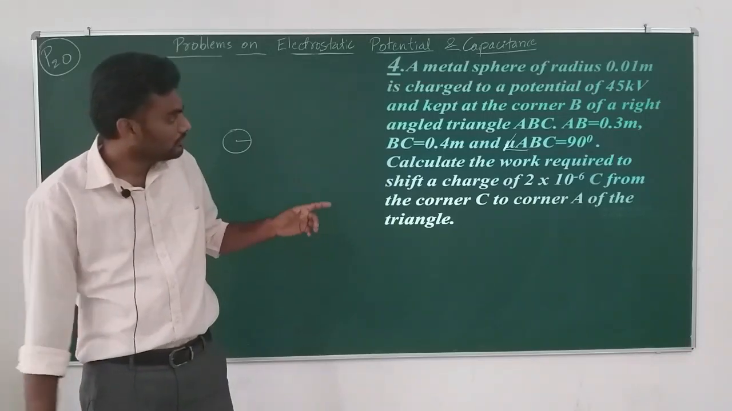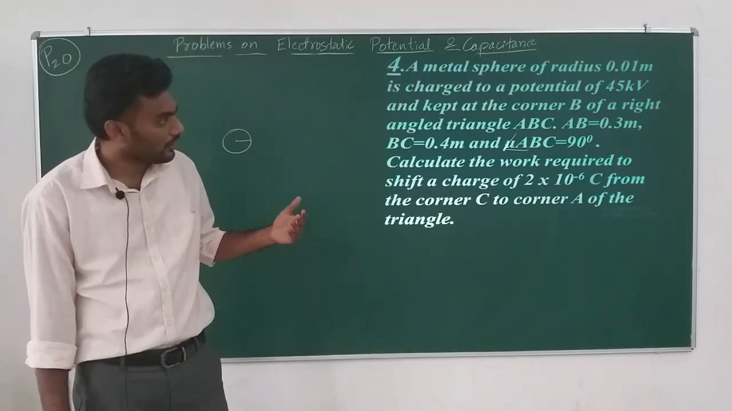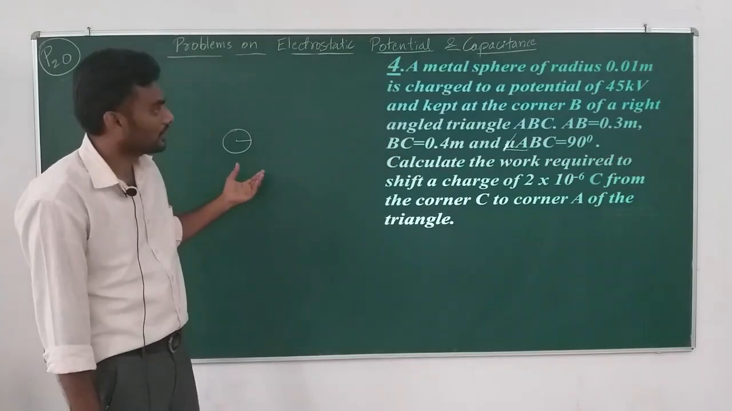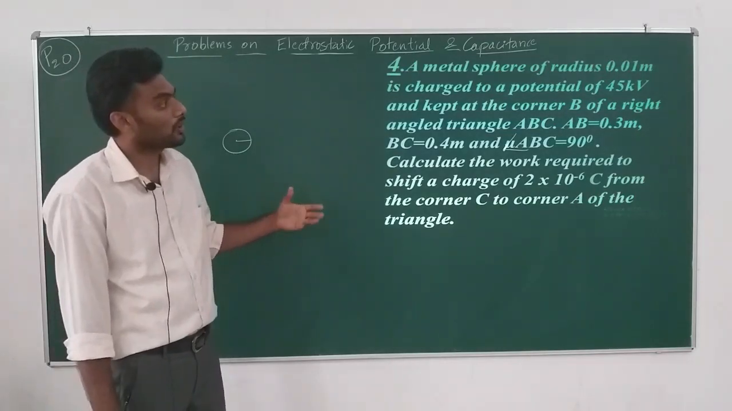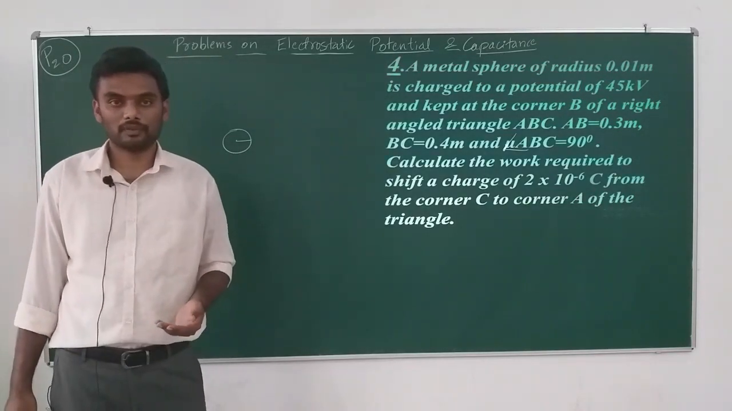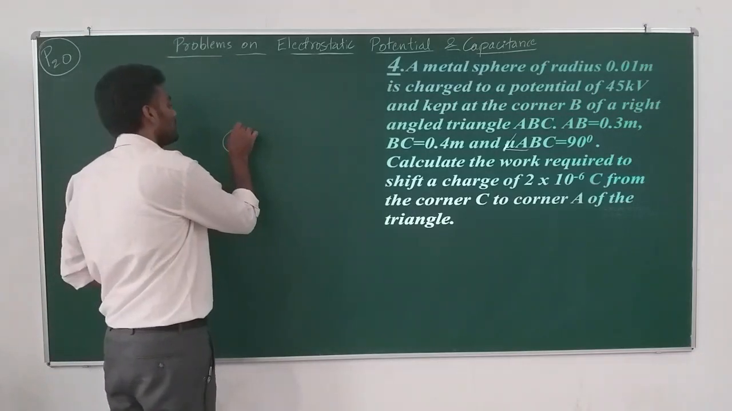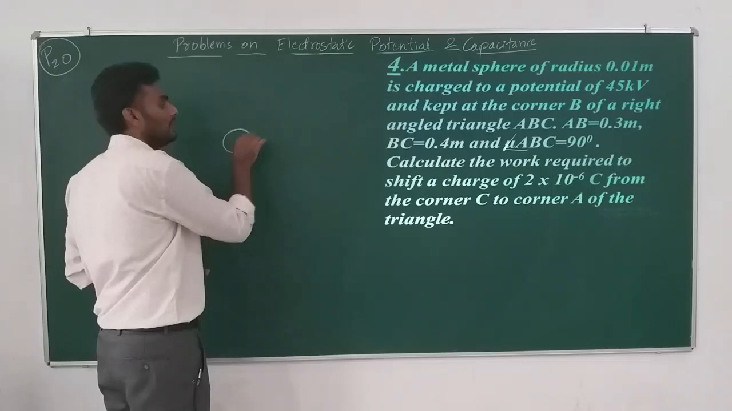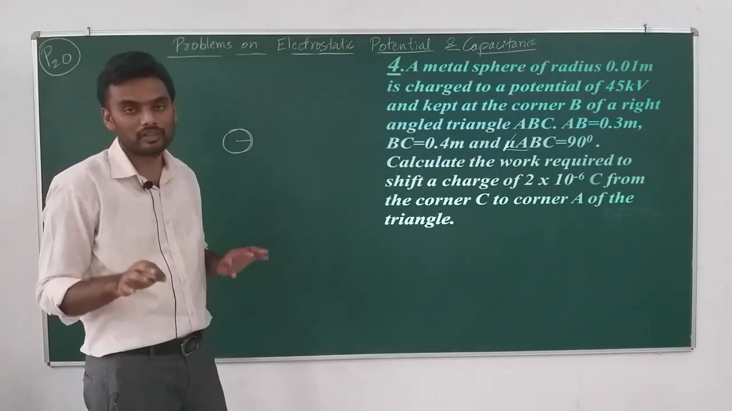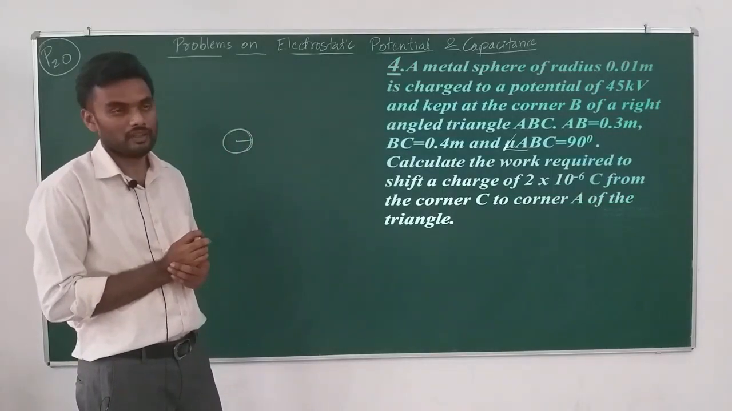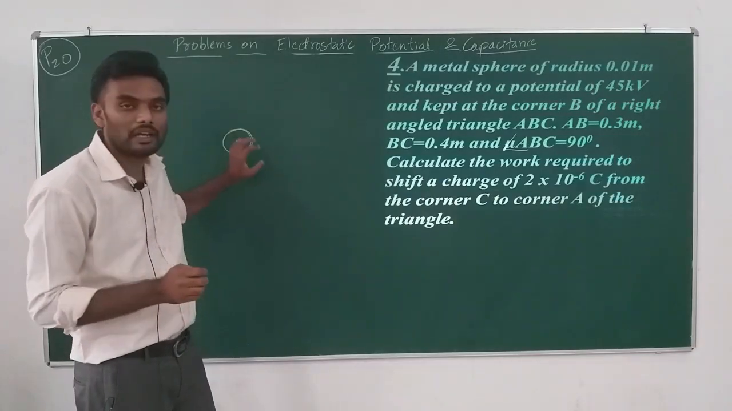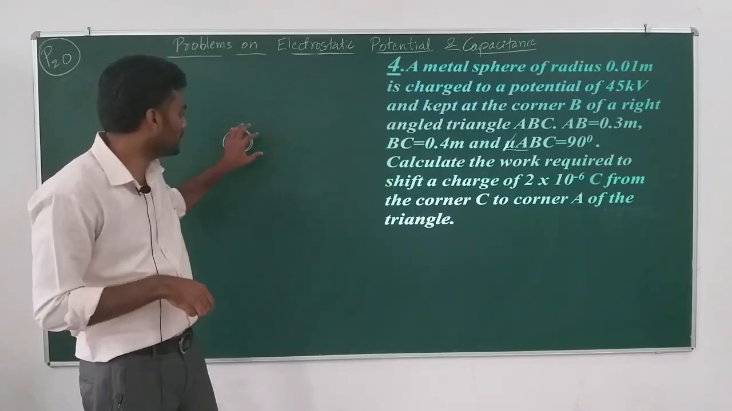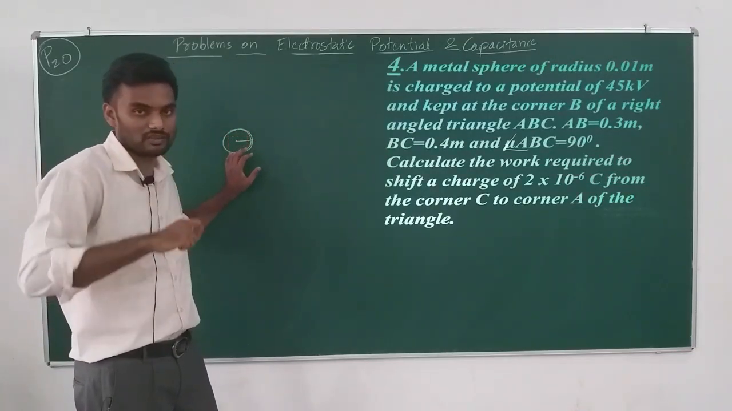But now they have given it in potential form. This metal sphere is charged to a potential of 45 kilovolt, which means that the potential at any point on the surface of this sphere and inside is 45 kilovolt. Whenever a body is given and the potential to which it is charged is given, 45 kilovolt is the potential to which this body is charged.